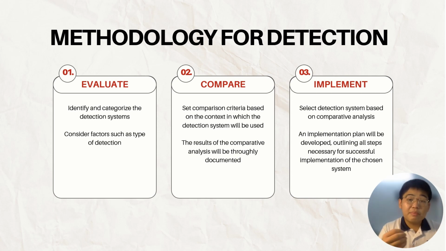Firstly, evaluation is basically just identifying and categorizing the available detection systems by considering factors such as type of detections. Secondly, we will set up the criteria based on the context in which each detection will be used. We will take into account their goals and the results we found during the evaluation.